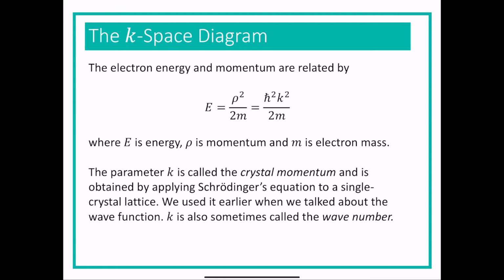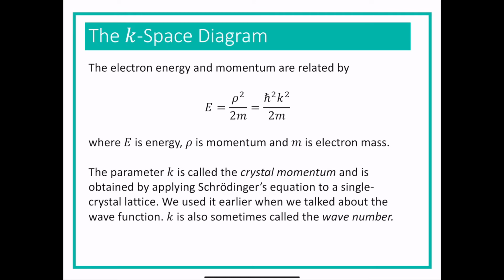But basically, it's a momentum type parameter that describes motion inside a crystal versus motion in free space. That's all it is. You can just think of k as like a momentum. And the reason we have to talk about this is because of how momentum works inside actual crystals.